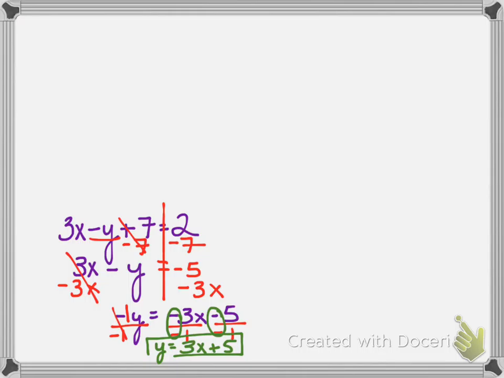And guys, that's it. That's writing equations in slope-intercept form. It doesn't matter how complicated the equation. The object of the game is always the same. Get the y by itself.